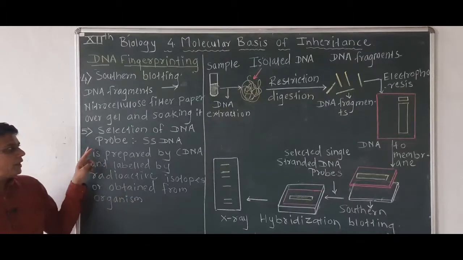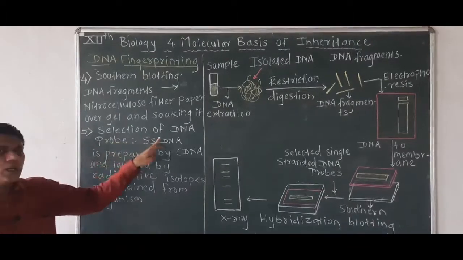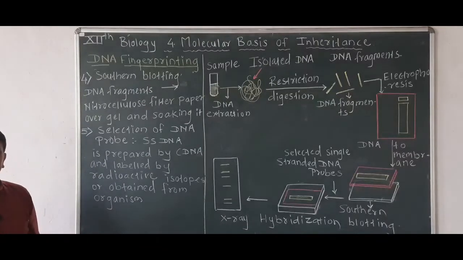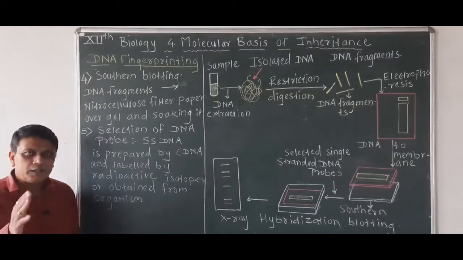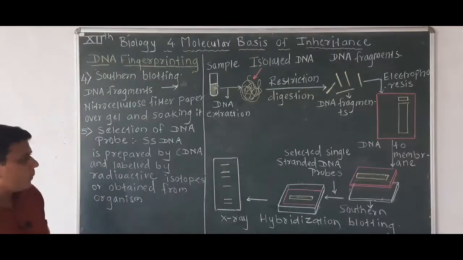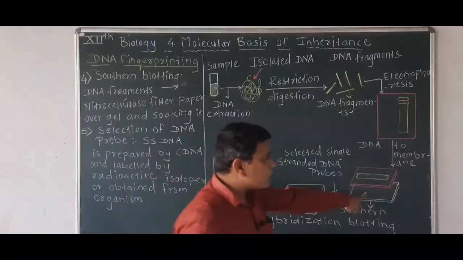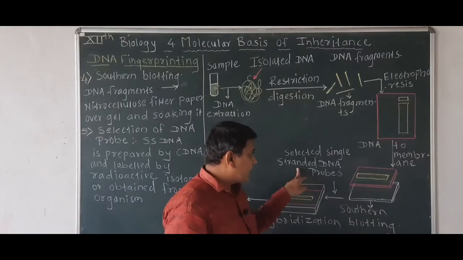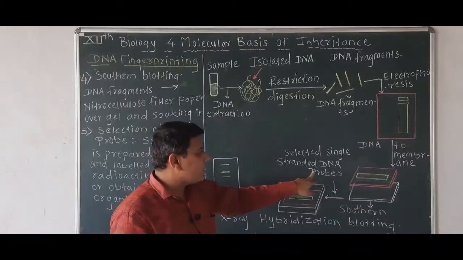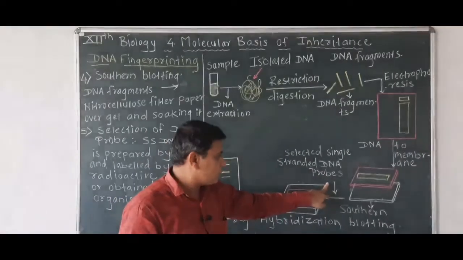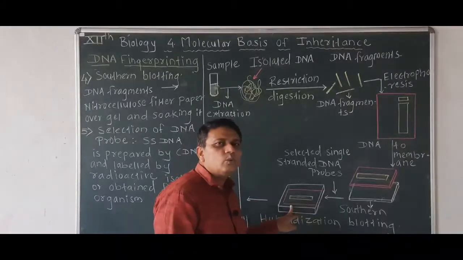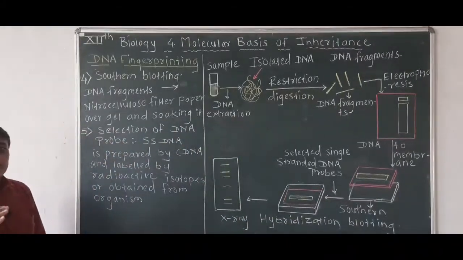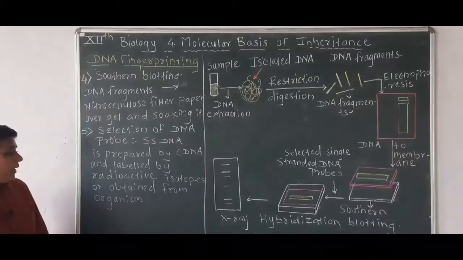Then the next step is selection of DNA probe. Now DNA probe means it is a single stranded DNA. It is called DNA probe. So after Southern blotting, the selected single stranded DNA probes are then transferred to the step of hybridization, which is carried out.